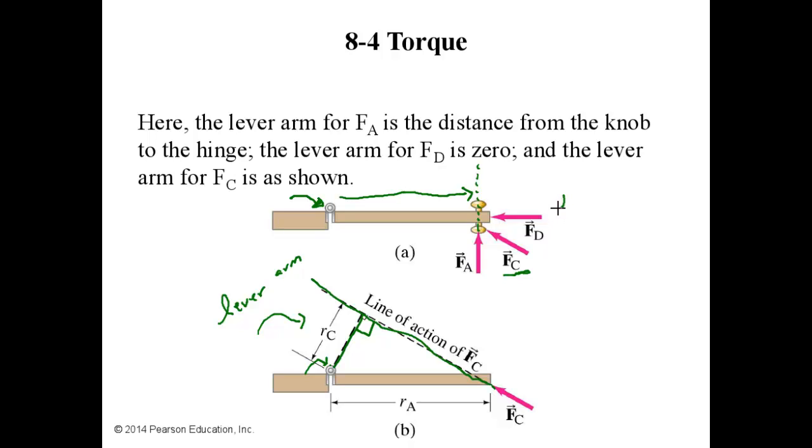Considering lastly the case of force D right here, the line of action for force D goes along this line right here, and you can see it goes directly through the axis of rotation. So the lever arm for force D must be equal to 0. Force D will produce no torque on this door hinge. And you know, if you shove a door directly towards this hinge, it's not going to swing open or closed.